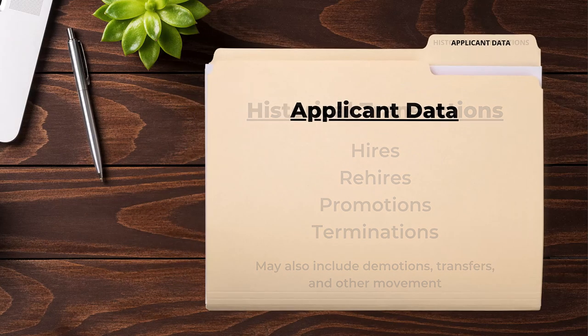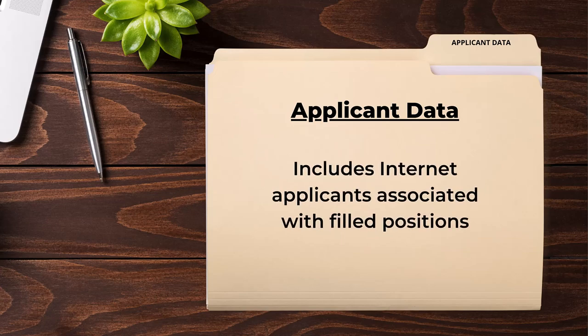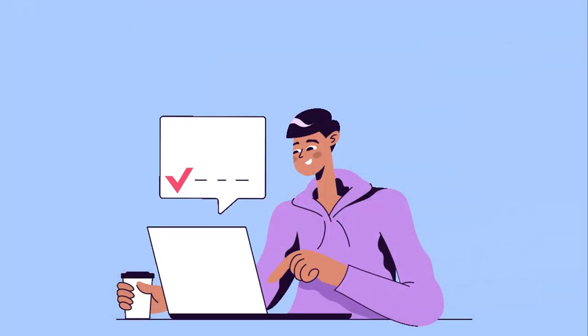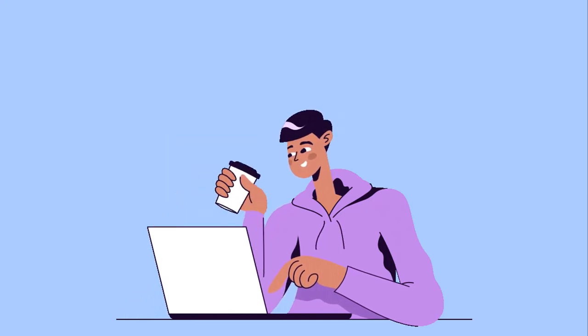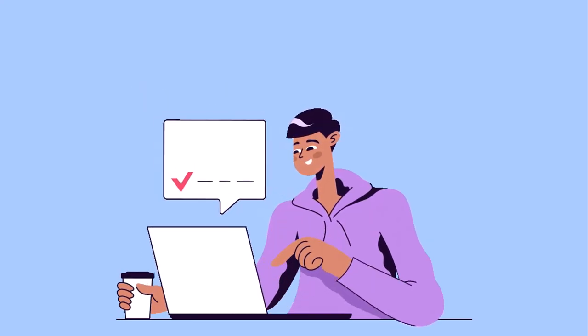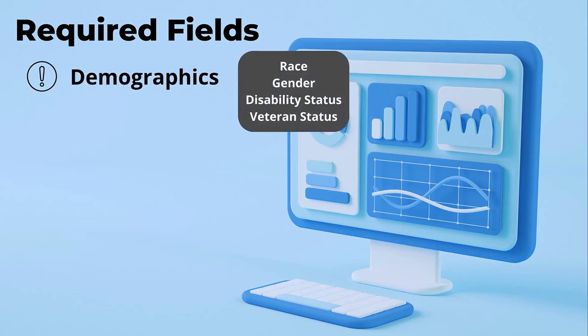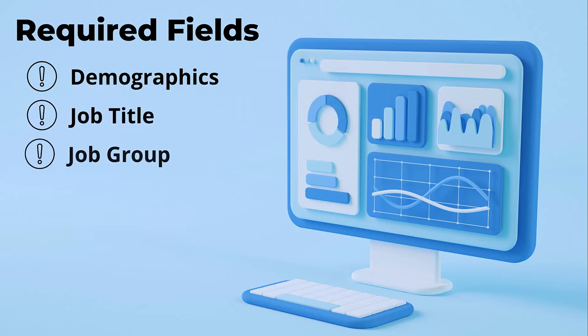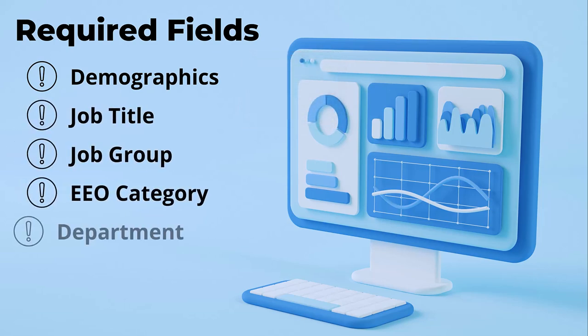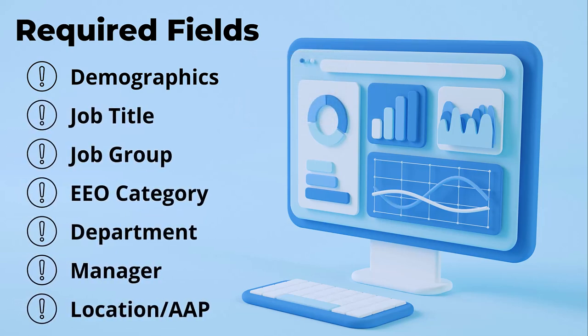Furthermore, the applicant data file should include all individuals who met the definition of an internet applicant and were associated with filled positions during the monitoring cycle. Once you've confirmed the correct data files have been extracted, check that all required fields are populated. Some of the required fields include employee demographics, such as race, gender, disability, and veteran status, job title, job group, EEO category, department, manager, and location or AAP in which the employee should be included.